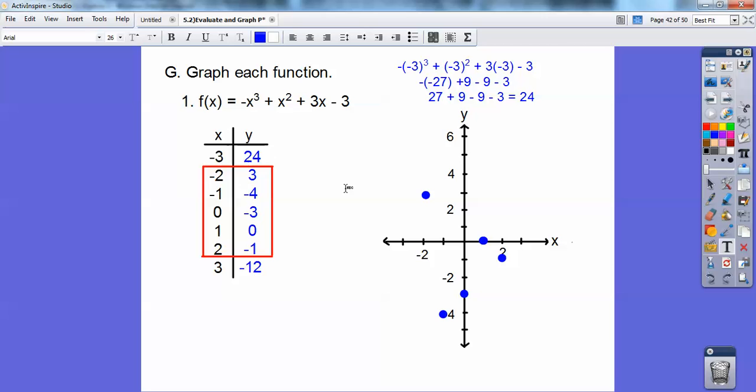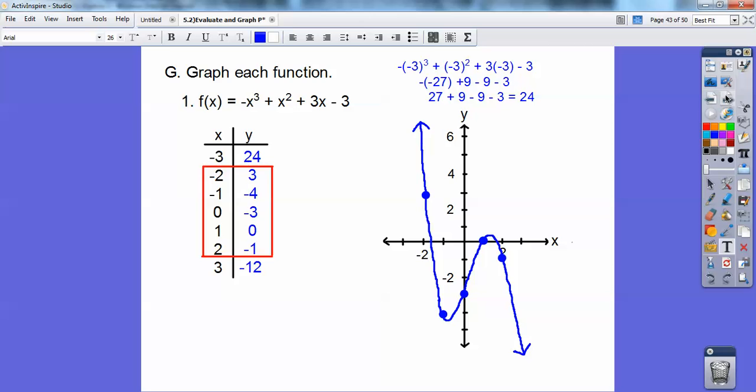So here it is, looks like it's going down. If you think of negative 3, 24, that's way up there somewhere. So it's coming down like this, coming down. Looks like it's going to go a little hump right there and start heading back up. There's one hump, another hump right there, and then it goes down to the 3, negative 12 right there. So it's going to be a graph that kind of looks like that.